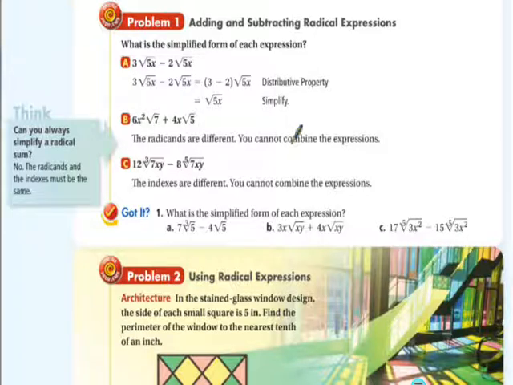All right. So let's take a look. What is the simplified form of each expression? Again, pretty simple stuff here. 3 times root 5x minus 2 times root 5x is just root 5x. Here, the radicands, you'll notice, are different, so we can't combine them. Here, the indices are different, so we can't combine those.